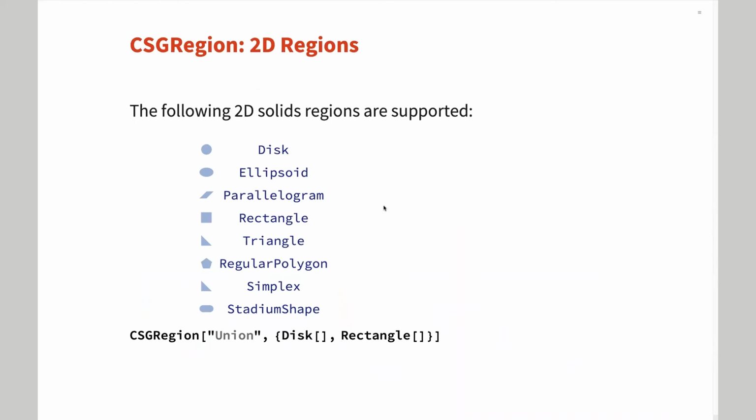Usually constructive solid geometry is in 3D, but in our case, we always like to generalize from 1D to ND. So in 2D, we can also do the same. You can also represent solid objects in 2D. The basic set of primitives we have are the ellipsoid, parallelogram, rectangle, triangle, regular polygon, and simplices. And as I said before, with simplices, you pretty much represent all boundary mesh regions also.